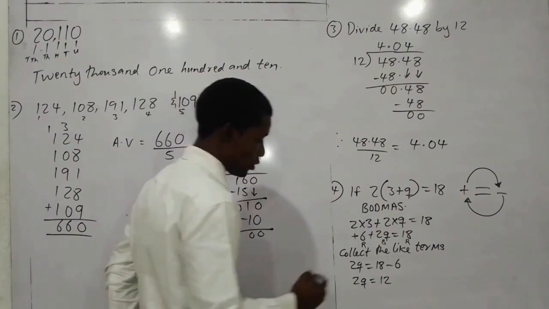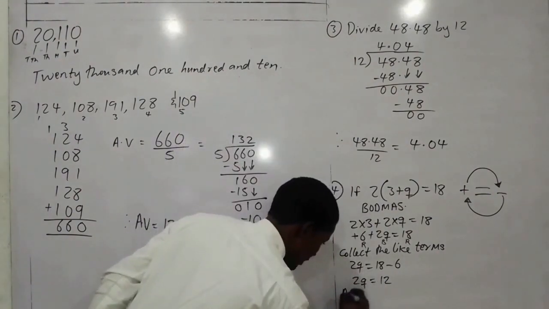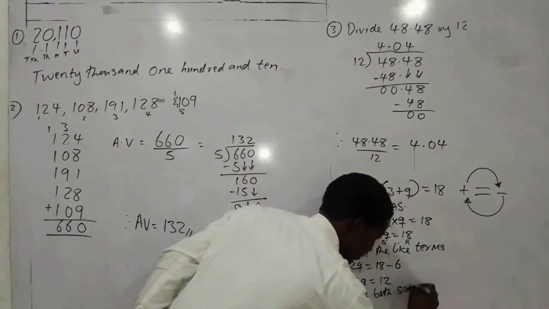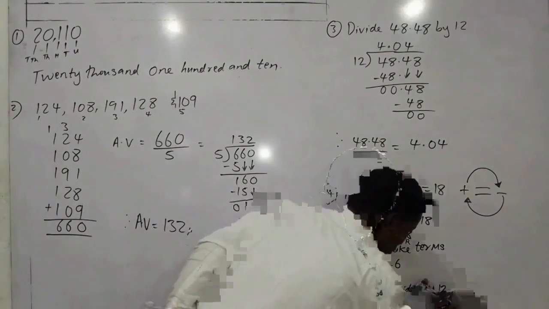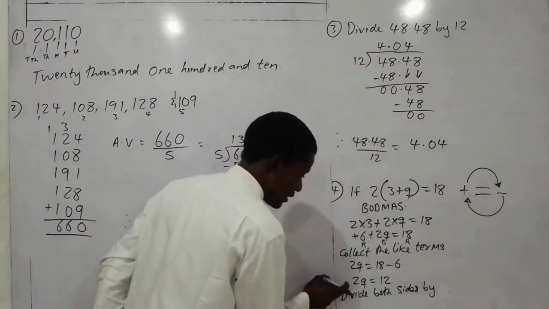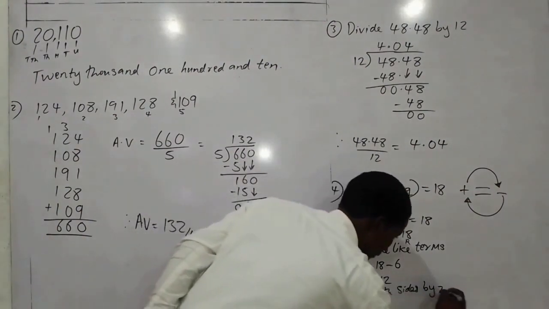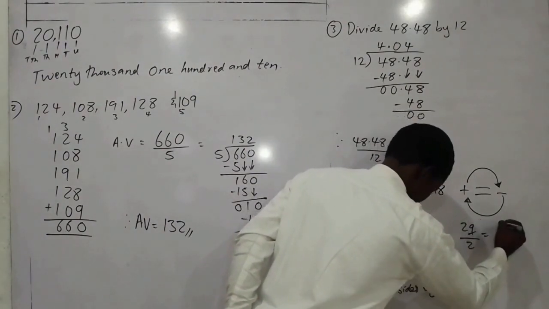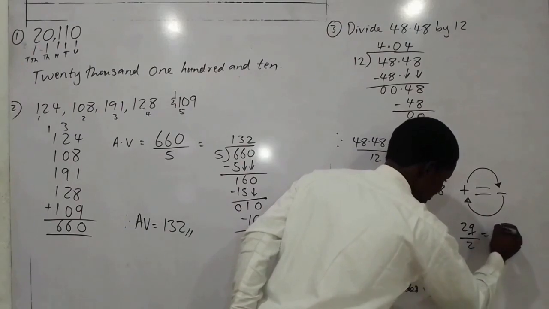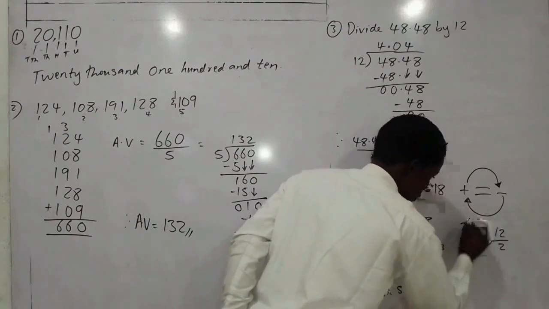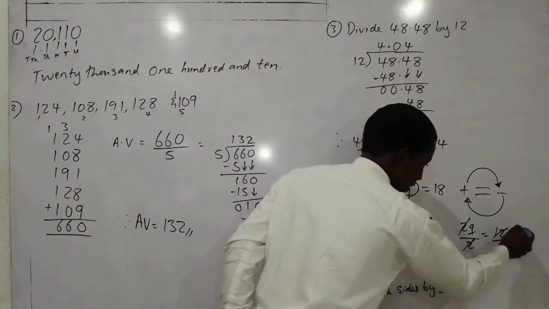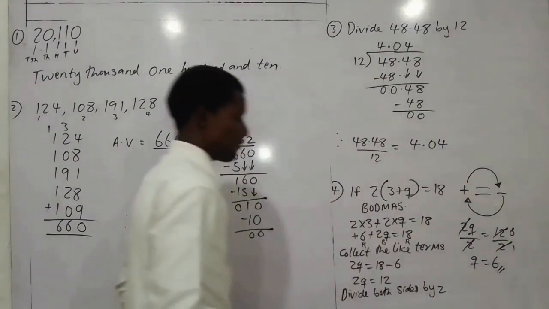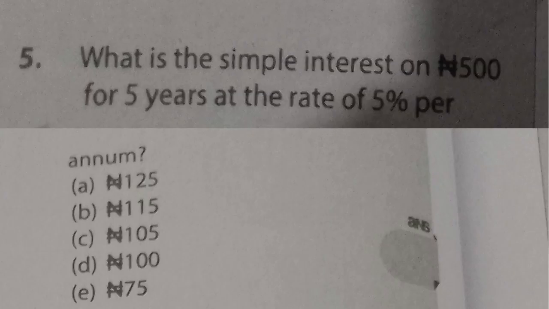The next thing we need to do is to what? Divide both sides by 2. So we have 2q divided by 2 equals 12 divided by 2. 2 cancels out 2 here. 2 here is 1, 12 divided by 2 is 6. So q equals to what? 6. That's our final answer for q.